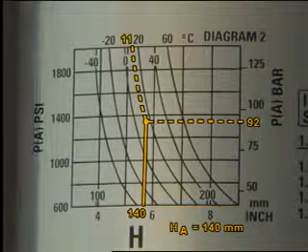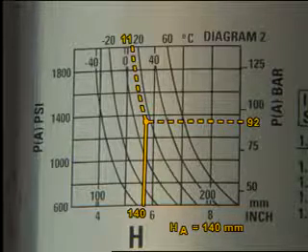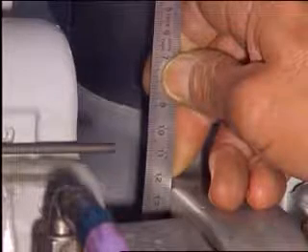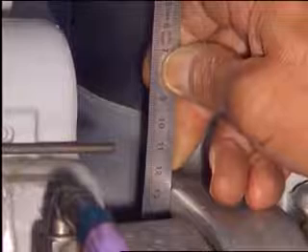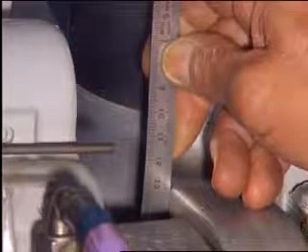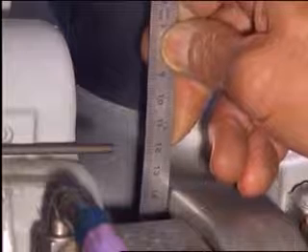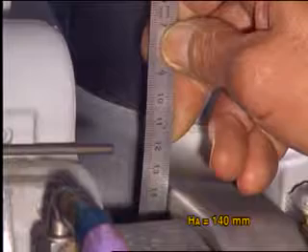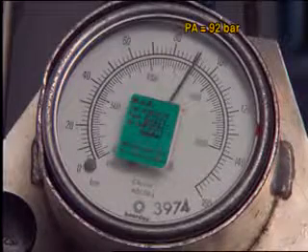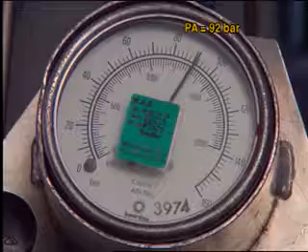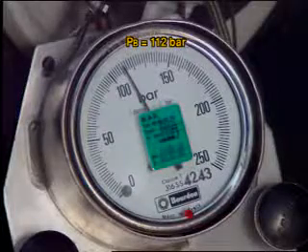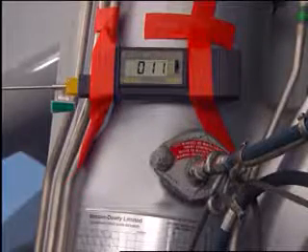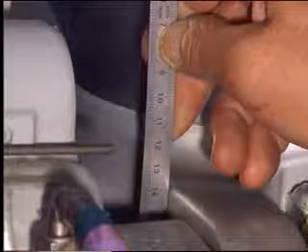Using diagram 2, find the dimension HA required for these conditions. Slowly open the control valve to add nitrogen to obtain the same dimension H as we found before, H equals HA plus or minus 1 millimeter. After 5 minutes, open the top and the bottom charging valves. Read and write down pressures, the temperature, the dimension H.